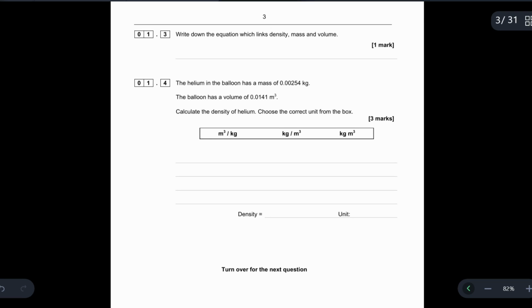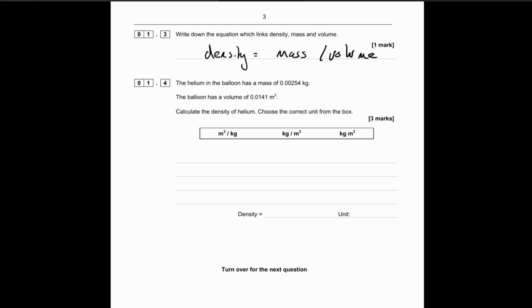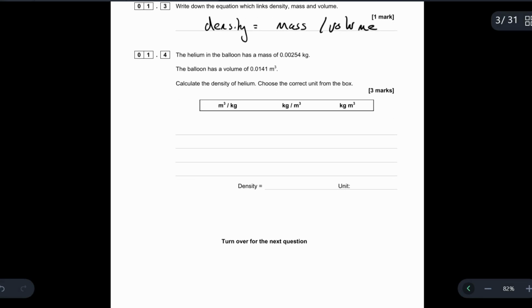Question 1.3, write down the equation which links density, mass, and volume. And so you should know that density is equal to mass over volume. So essentially density is the mass per unit volume. You can think of it like that. And our next question basically plays into the units.